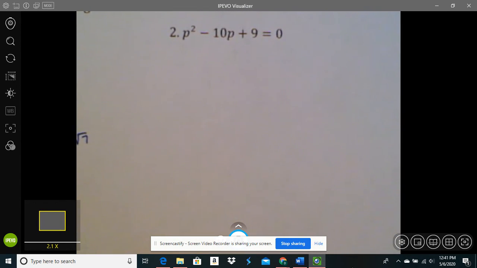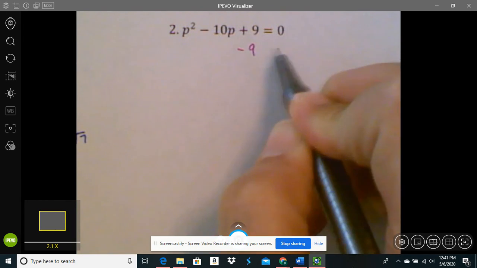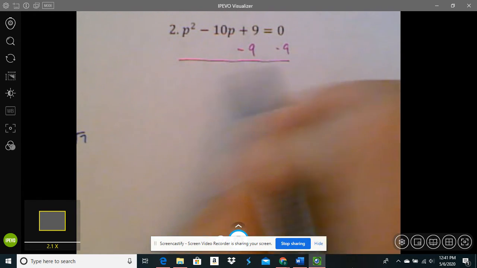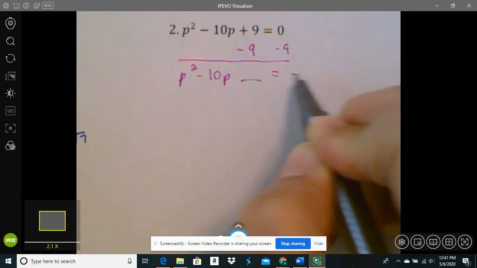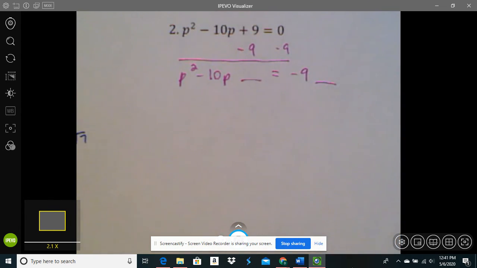All right, let's look at number 2. We're going to do the same thing. We isolate our variables. That means we need to get rid of this 9. So we'll have p squared minus 10p, we'll leave a blank, that equals negative 9, blank. All right, so now take a minute.